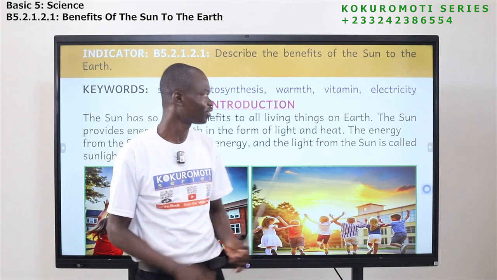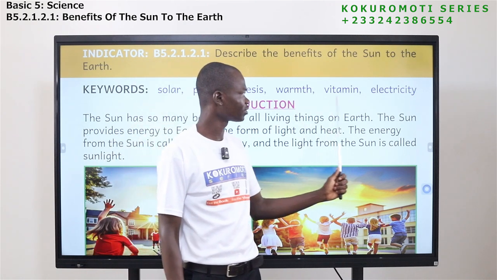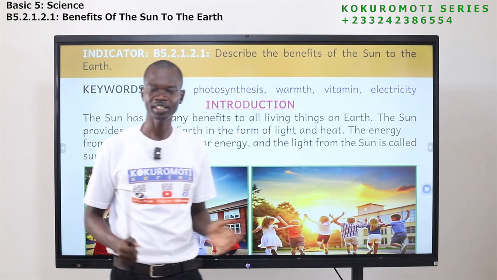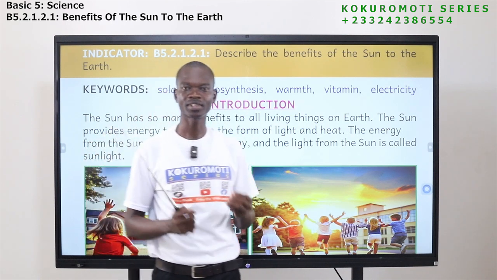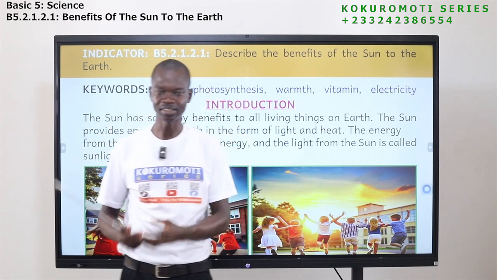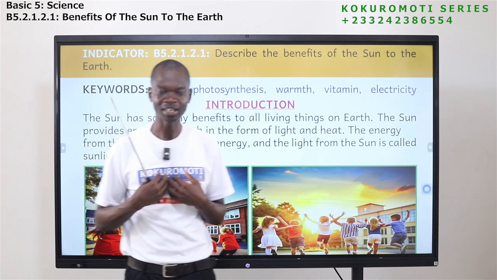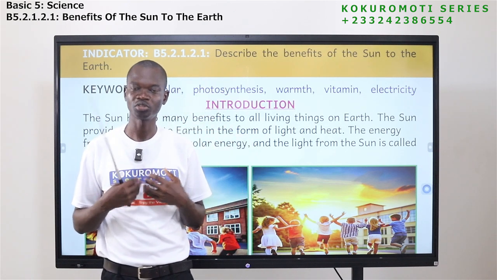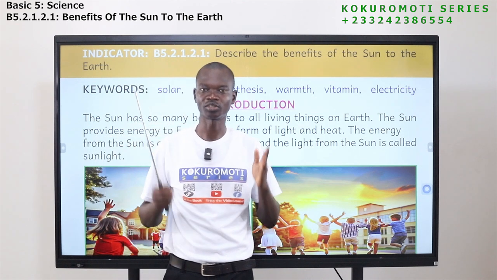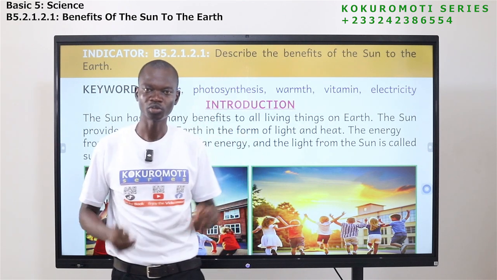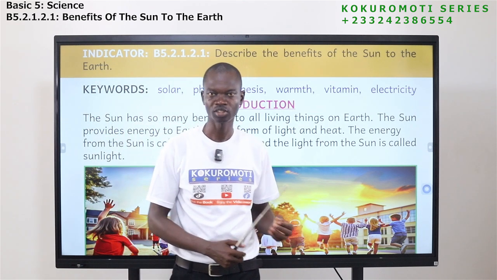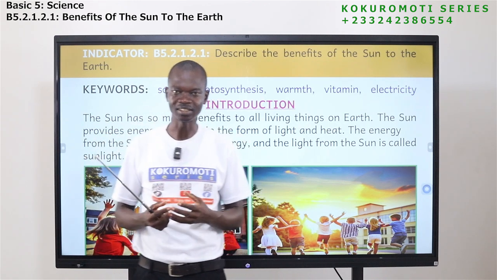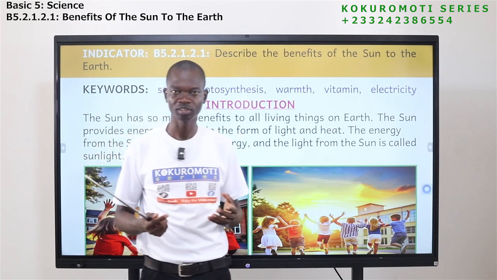The next one is vitamin. Vitamin is something that the human body needs. So I need vitamins to grow so that my body can function well. You too, you need vitamins so that you can grow and also your body will function well. So these are substances, kind of nutrients, that the body needs for growth.